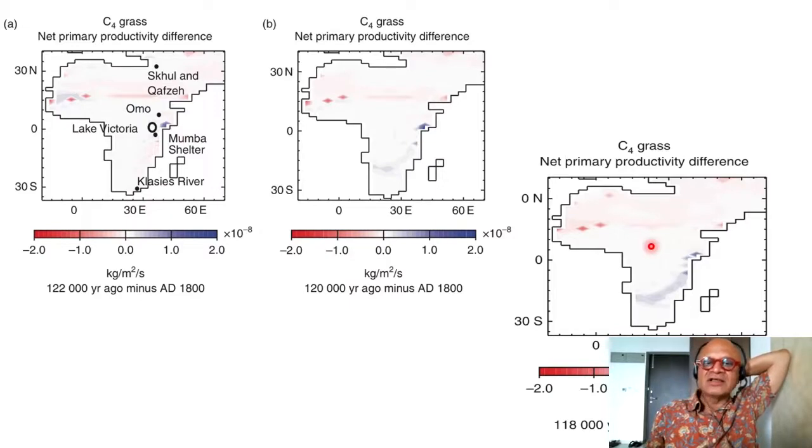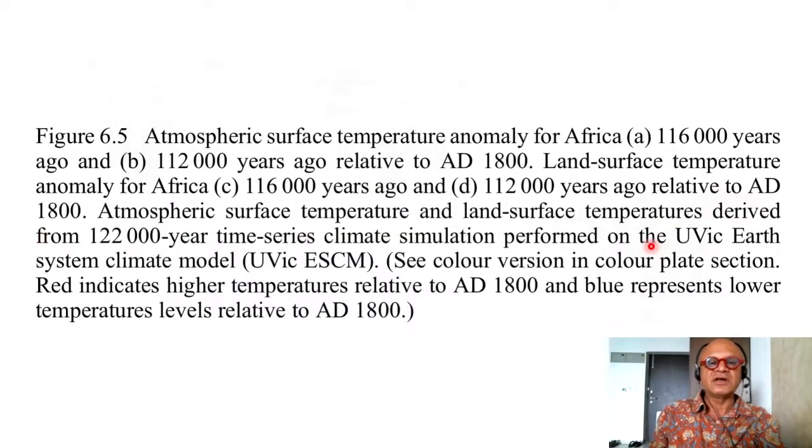So these are not easily mapped one-to-one, but it's easier to take the climate model and go through time slices in this way through MIS, marine isotope stages. Atmospheric surface temperature anomaly for Africa 116,000 years ago, 112,000 years ago, and land surface temperature anomaly, so precipitation, atmospheric and land surface temperature changes now 116 and 112,000 years ago. Atmospheric surface temperature and land surface temperatures derived from the 122,000 year time series simulation.